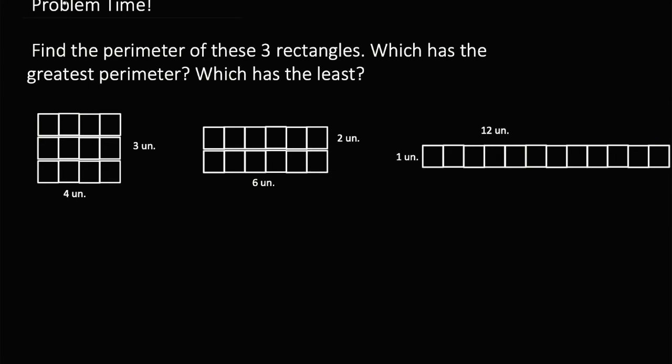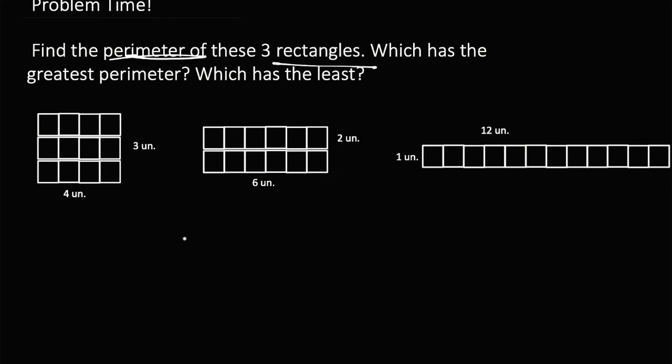Feel free to pause this video and try these problems out on your own. I'm going to be showing you how to do them anyways. Now that you're back, let's do this. Find the perimeter of these 3 rectangles. We're finding the perimeter, remember, not the area, but the perimeter. Which has the greatest perimeter and which has the least?